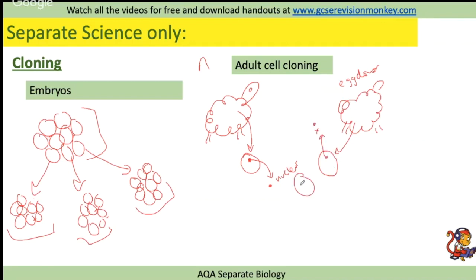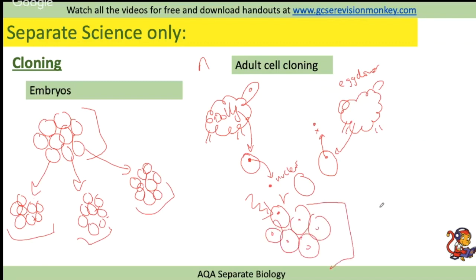So we've got an empty egg cell from a donor, and let's call this Dolly, because this is what the sheep was actually done on, Dolly. And we've got the nucleus from Dolly. We combine those 2 together, give it an electric shock, and it will start dividing into an embryo. And this will continue to divide and will make an identical Dolly.